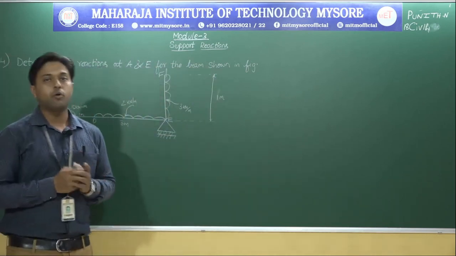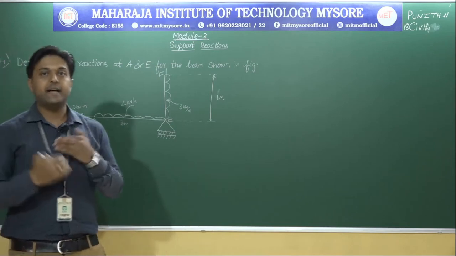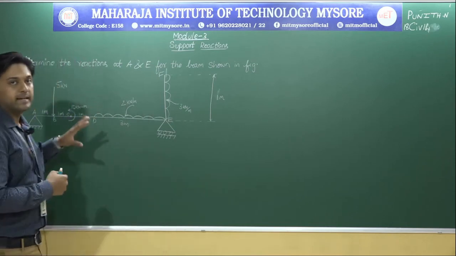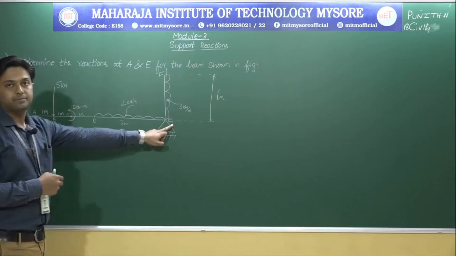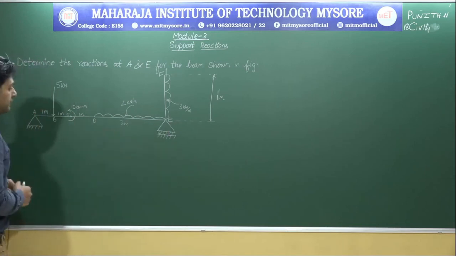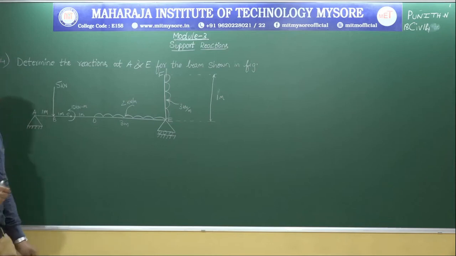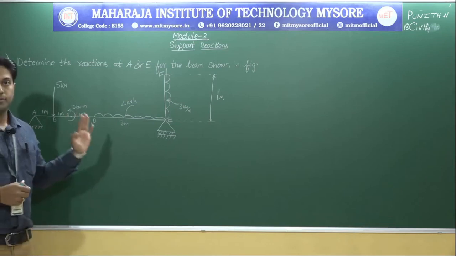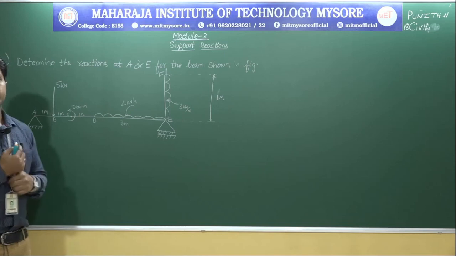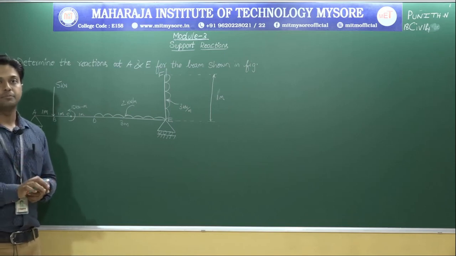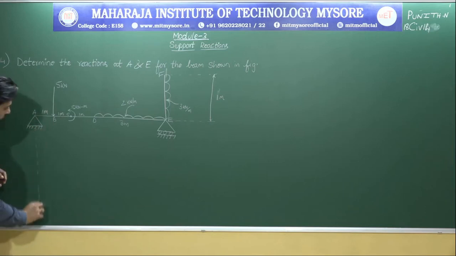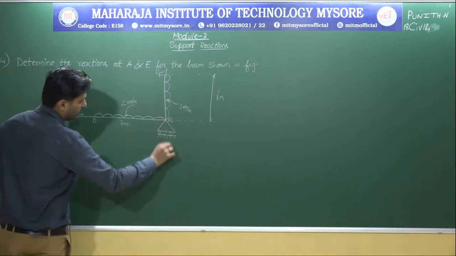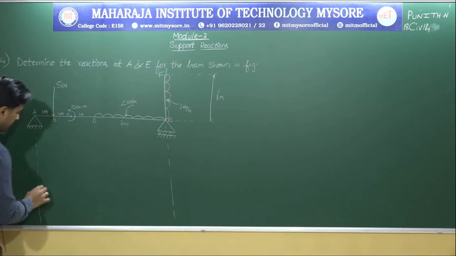Okay, so now what we need to do here is, as they have asked us in the question, we need to calculate the reactions at A as well as at E. Okay, so now let me write the free body diagram for that. So in all the support reactions problems, first we need to write the free body diagram to solve any problem. Okay, so first what I will be doing is, let me extend a line like this. Okay, let me draw a beam.